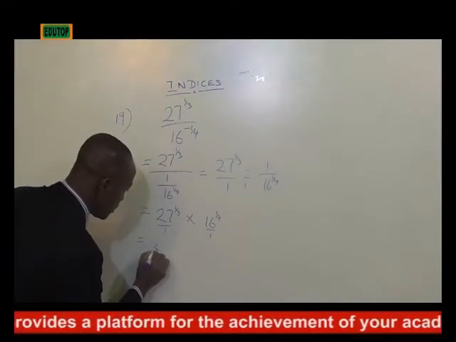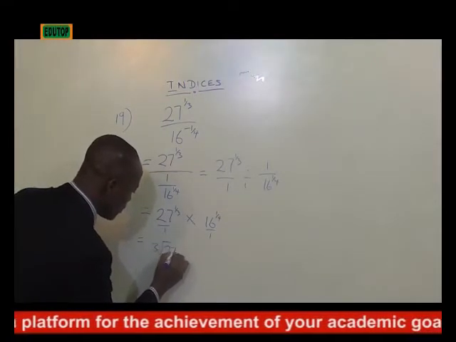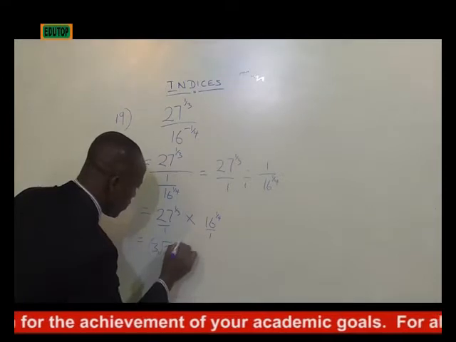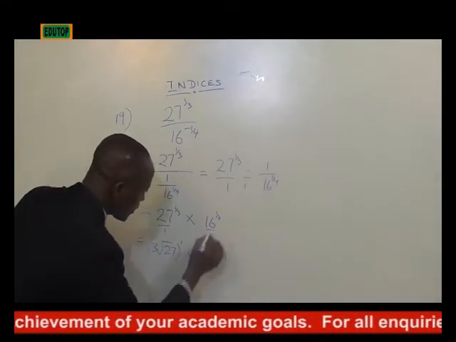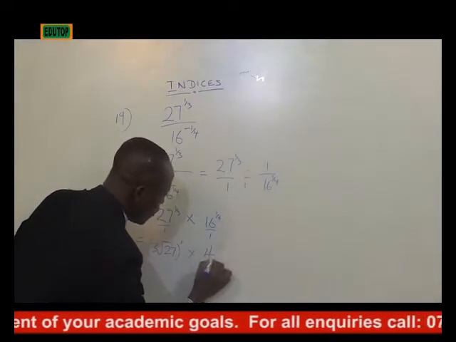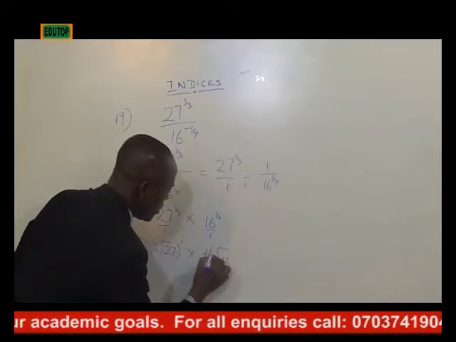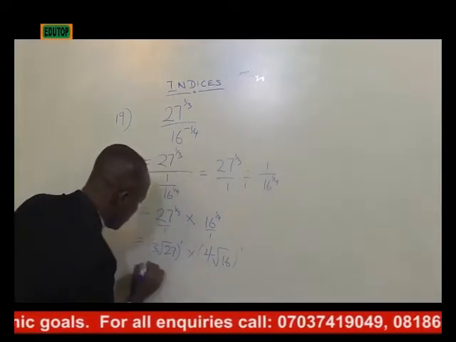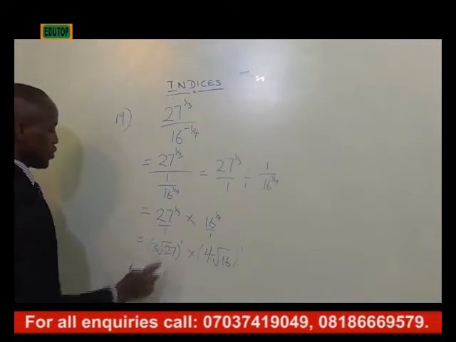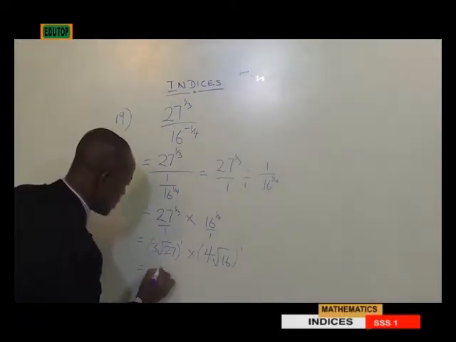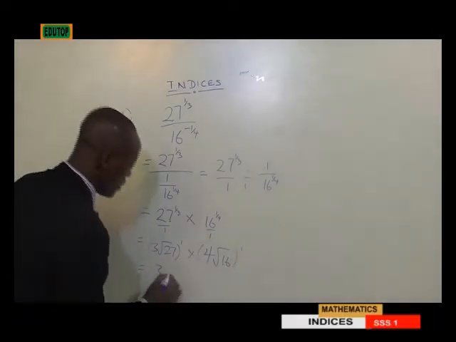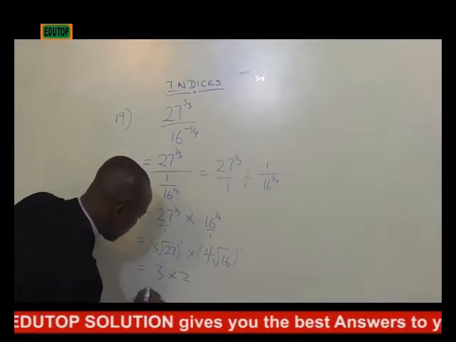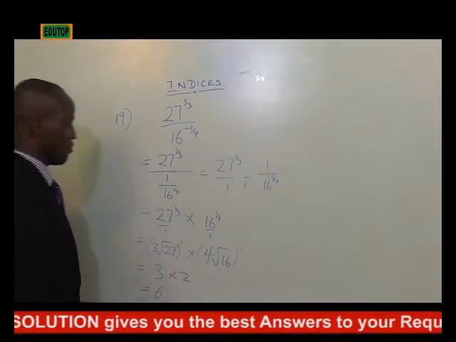Our root 3 root 27 everything raised to power 1 times 4 root 16 everything raised to power 1 is equal to what? 3 root 27 is 3, 4 root 16 is 2. So our final answer is 6.